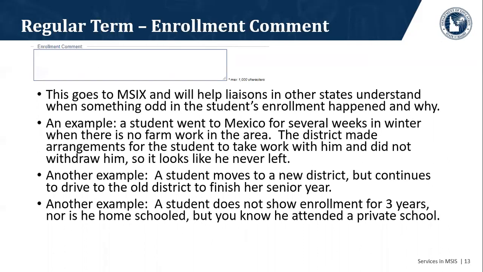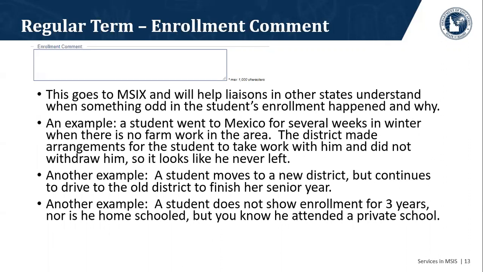So when you think about the enrollment comment, think about this being something that other liaisons in other states and other cities will see if they look at the student. So think about the kind of things that you would want to know if you were, I imagine in my head, you walking down a hallway in a school, running into the liaison from the other state or district and having a conversation about the student. What would you tell the other person about the student's enrollment records and history with you?